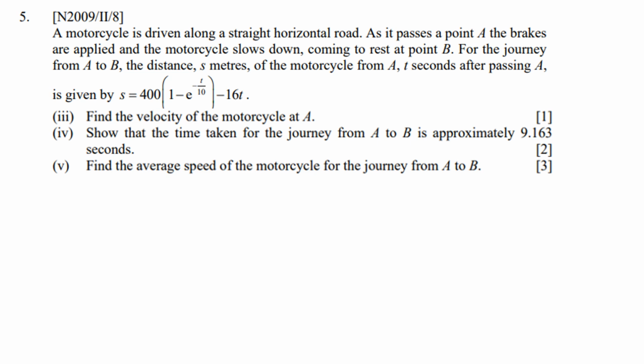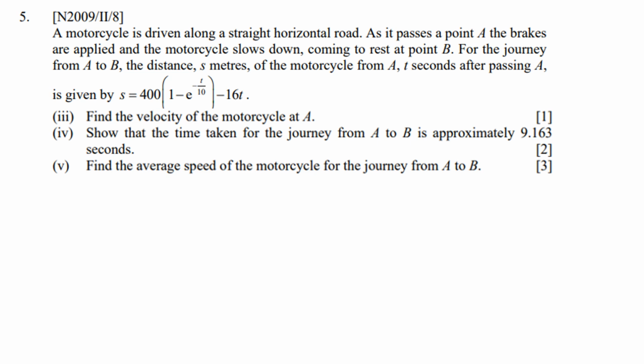This question is rather long. There's a part 3, 4, 5. For part 3, we're asked to find the velocity of the motorcycle at A. If you read the question again, we have this motorcycle that passes a point A. That means it's already traveling, and there's a point A and it passes it. So the time taken starts from point A.